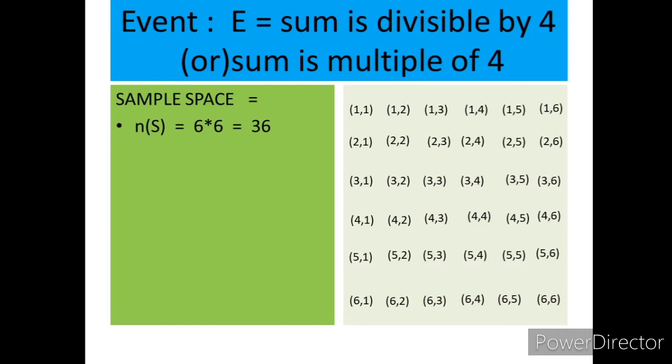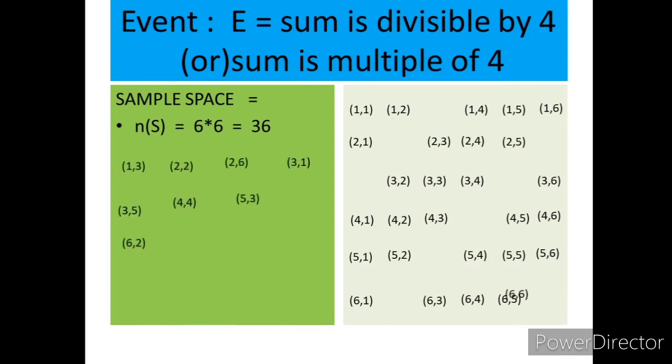Okay, you will try for a while. These blinked outcomes are our favorable outcomes. You see here in the first row 1 comma 3, in the second row 2 plus 2 is 4, divisible by 4, 2 plus 6 is 8, divisible by 4, 3 plus 1 is 4, divisible by 4, here 3 comma 5 is 8, divisible by 4. So all these blinked outcomes are our favorable outcomes. Thereafter you have to write down all the outcomes. So these are our favorable outcomes.